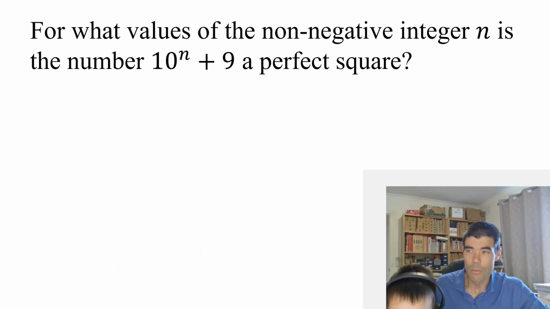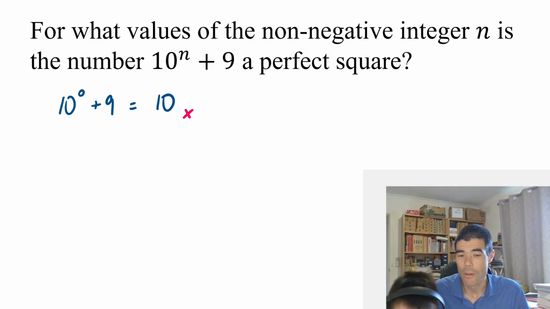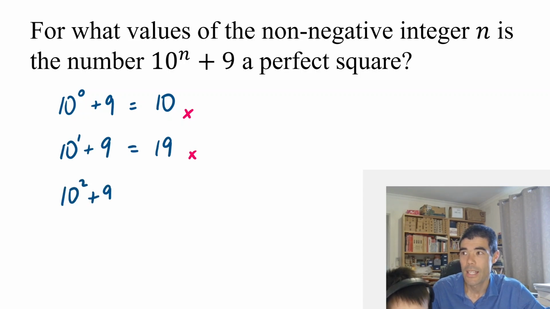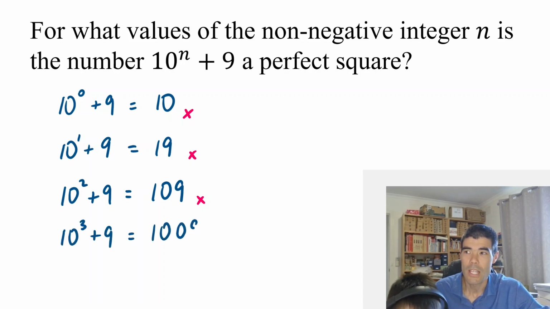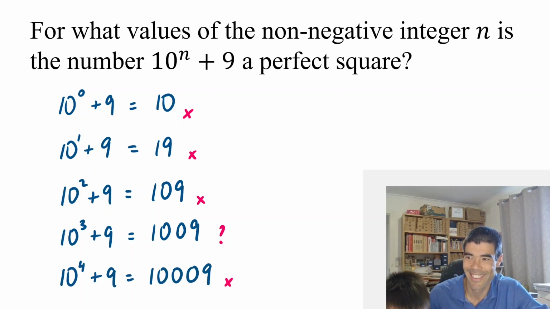Well, what could we do? We could start trying all the non-negative integers. If n is 0, we'll get 1 plus 9, which is 10. It's not a perfect square. If we try n equal to 1, we get 19. Again, it's not a perfect square. 10 to the power of 2 plus 9 is 100 plus 9, still not a perfect square. What about the next one, 10 to the power of 3 plus 9? That is not a perfect square.